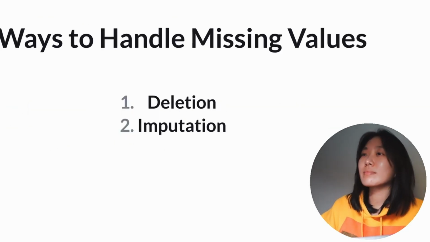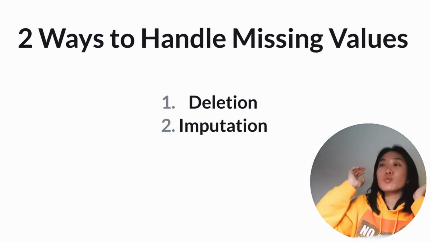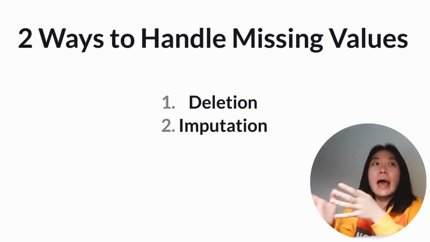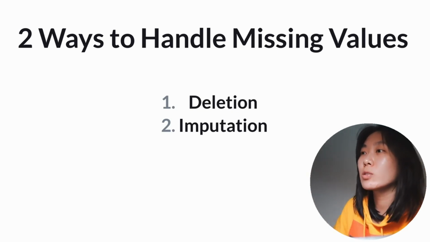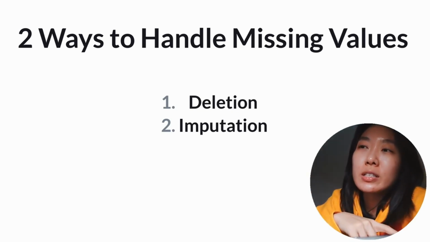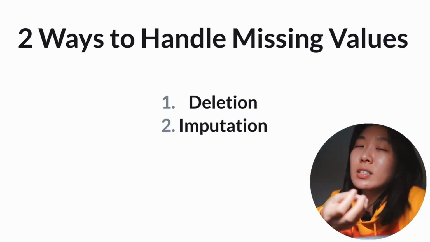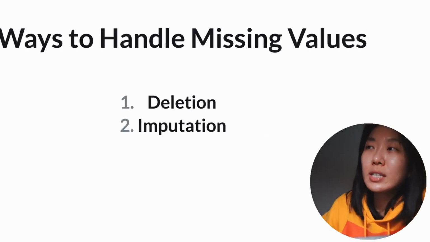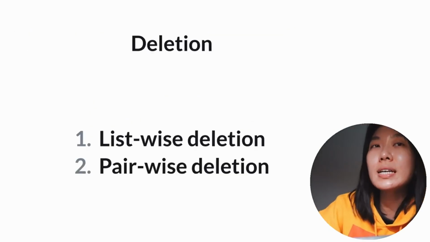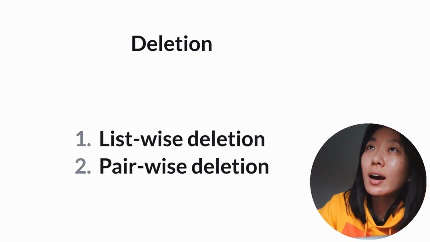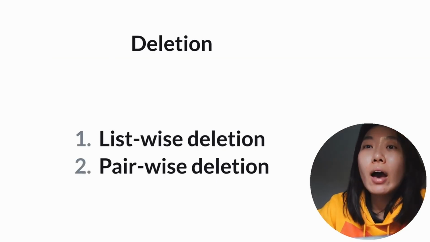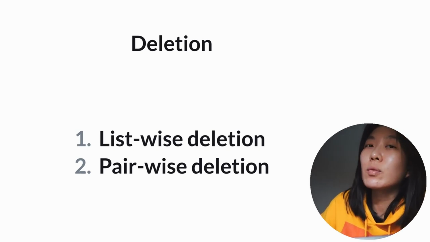Next one. We have the missing values, and how do we handle them? There are 2 ways to handle them. First is deletion, and the second is imputation. What is deletion? Deletion is deleting the data. And how can you delete the data? In what way?